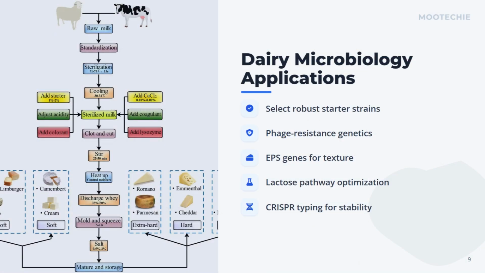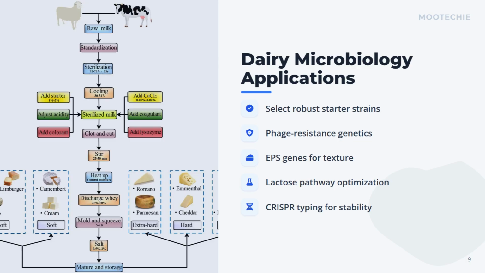This slide presents a flow chart for cheese production and connects it to genetics. The process begins with raw milk, which undergoes standardization and sterilization. Key steps include add starter cultures, which are selected bacteria, add coagulant to form curds, cutting the curd, and steps like heating, discharging whey, molding, salting, and final maturation and storage. Different cheeses like Camembert, Romano, and Parmesan result from variations in this process.